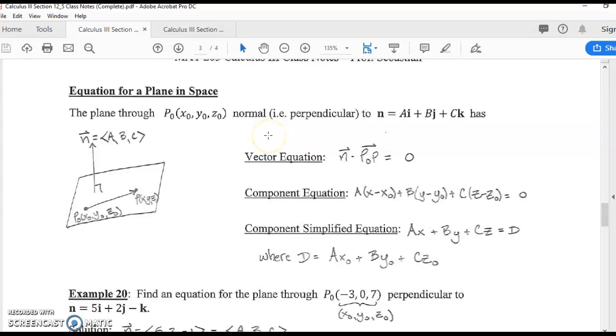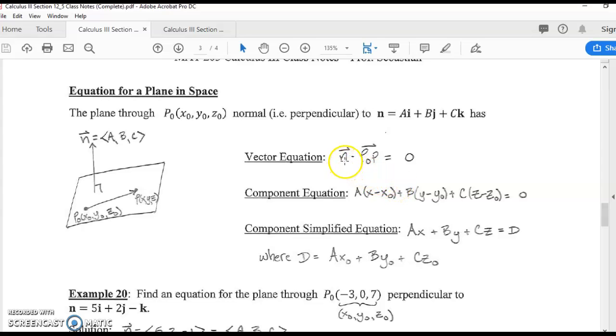And we also know that it has a normal vector. In other words, we know a vector that is perpendicular to that plane. Let's say it has components a, b, c, ai plus bj plus ck. So the vector equation would be the normal dotted with the vector from P naught to P, where P is any other point in that plane. If I take a vector that's perpendicular to another vector and take the dot product, I should get 0. So the vector equation is n dot the vector P naught P equals 0.